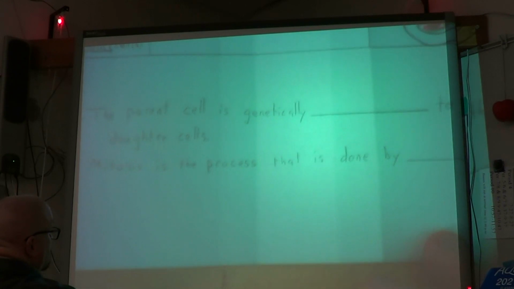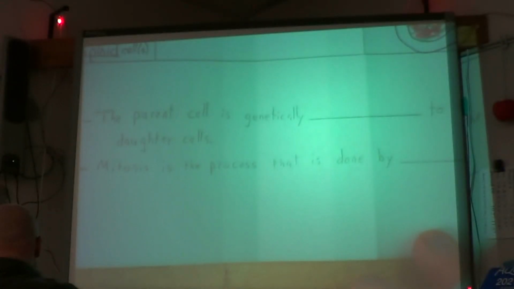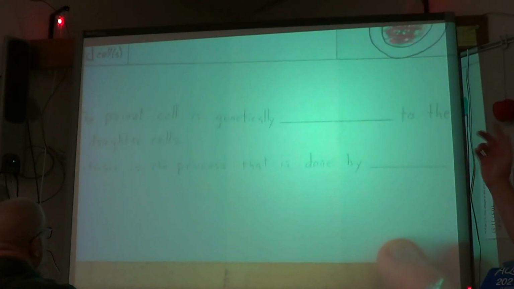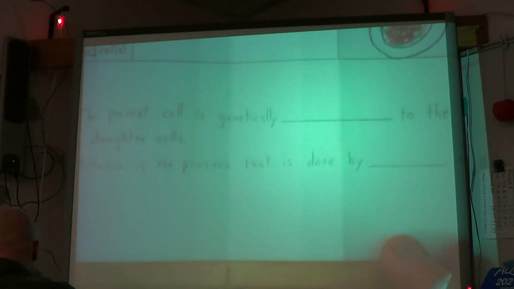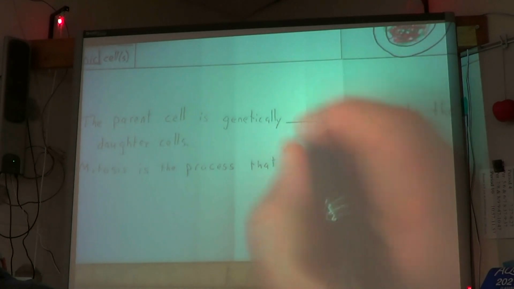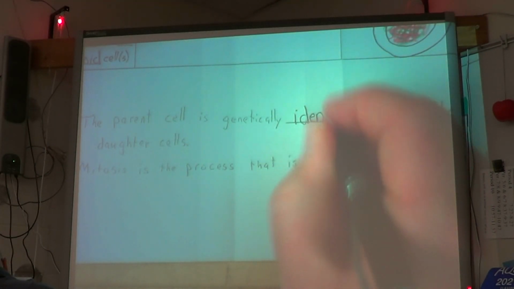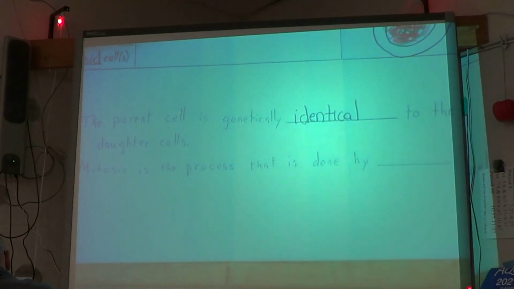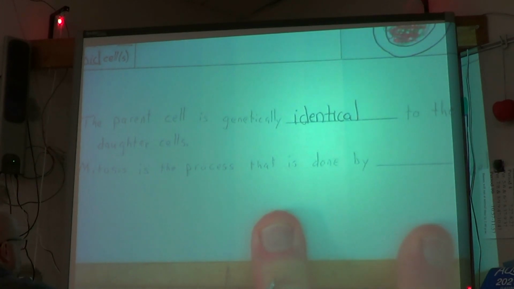Now there's a few bullet points on the bottom, to go through the major things. So the parent cell, the thing we start with, is genetically identical to the daughter cells. We already mentioned this one, but just so we get it on paper, they're genetically identical because the sister chromatids pulled apart, and sister chromatids are genetically identical to one another.